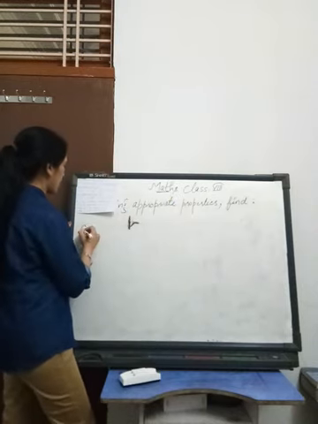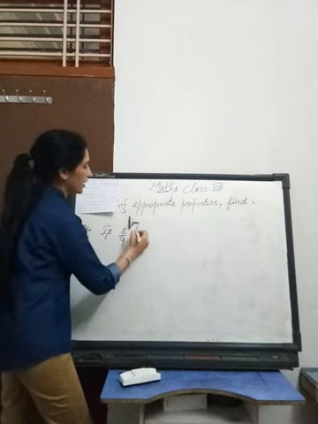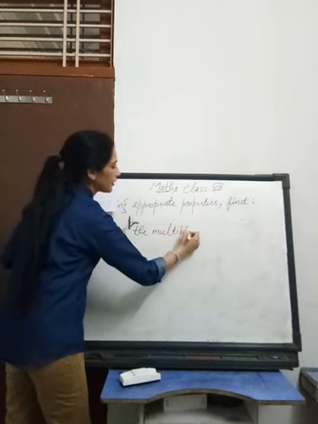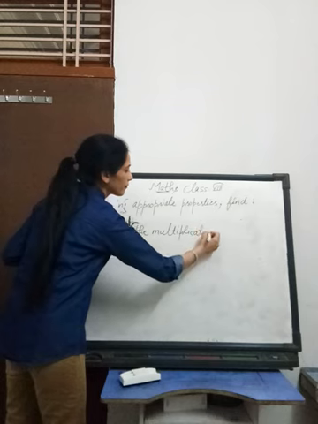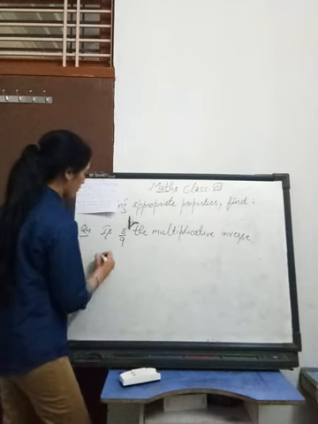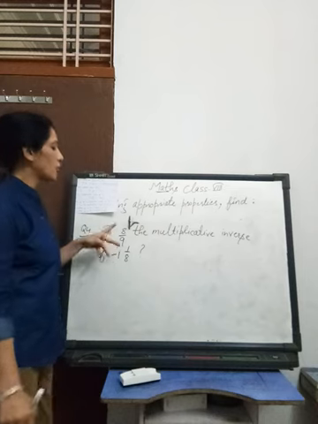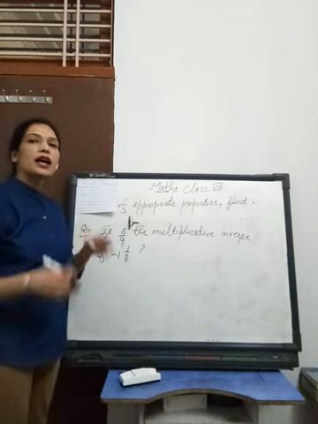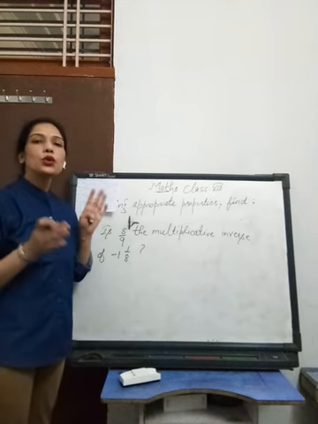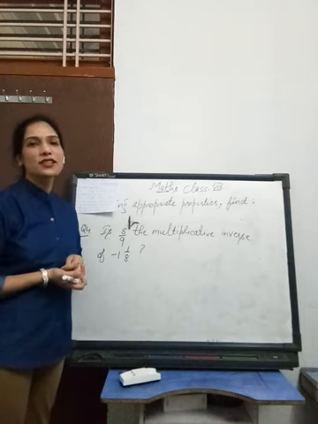Now question number 4 we have: is 8 upon 9 the multiplicative inverse of minus 1 into 1 upon 8? Look at here. You have to find whether these two rational numbers are the multiplicative inverse of each other. So what is a multiplicative inverse? Two rational numbers are the multiplicative inverse of each other if their product is 1.